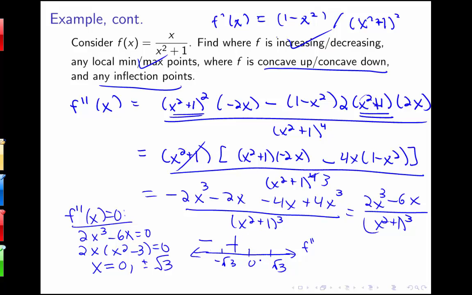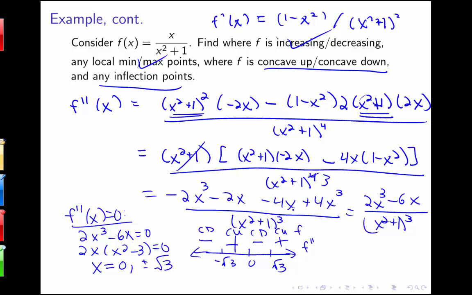Again, if I plug in something like 1, I'm going to have 2 minus 6, so that's going to be negative. And if I plug in something bigger than root 3, like 2, again, I'm going to get something like 16 minus 12, so that's going to be positive. So I see that f is concave down, and then concave up, and then concave down, and then concave up. So it happens to alternate in this case.